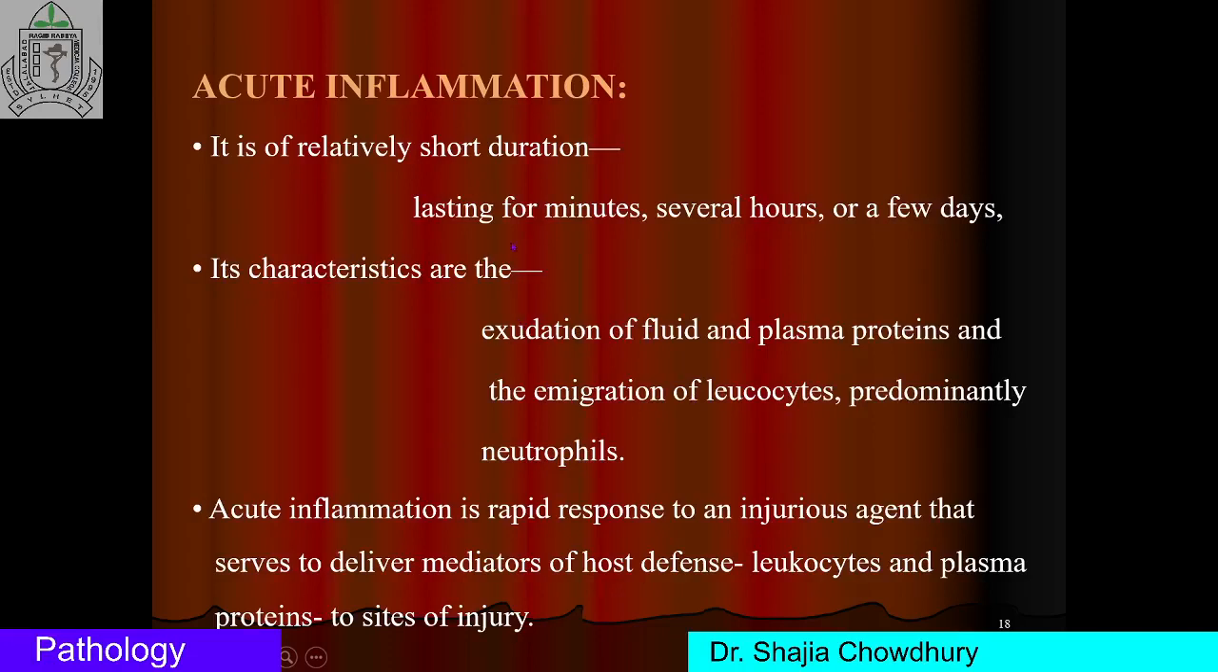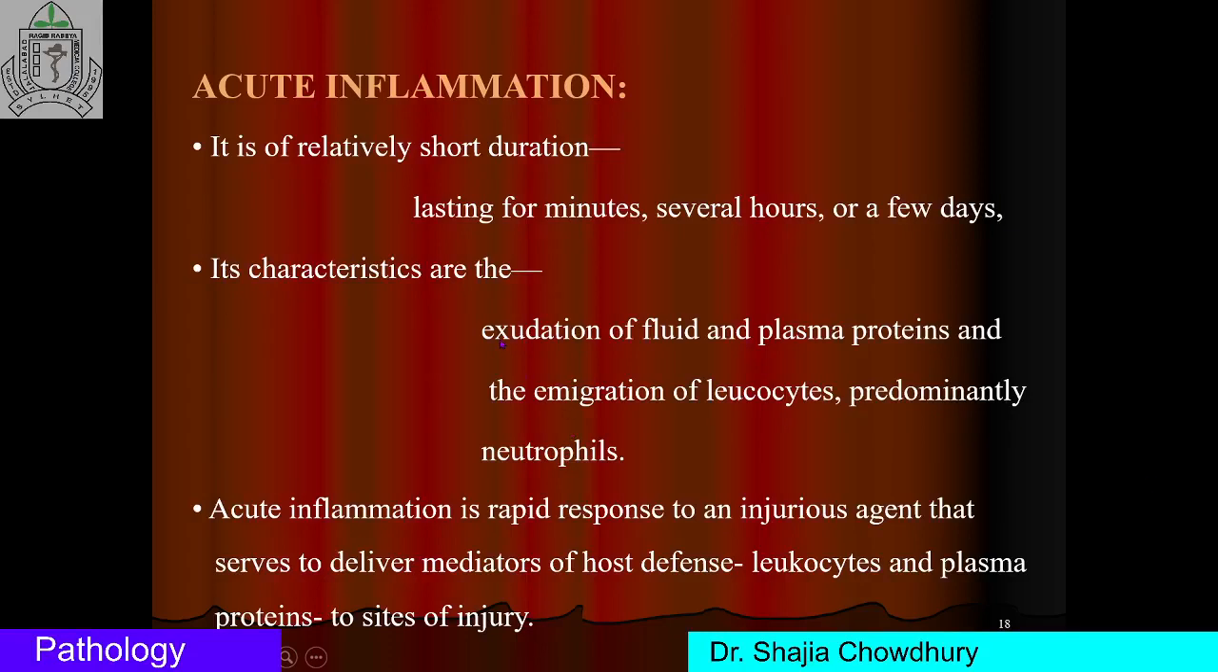These are the main features of acute inflammation: exudation of fluid and plasma protein from the blood vessel to the extracellular space, and immigration of leukocytes, predominantly neutrophils, to the site of injury.